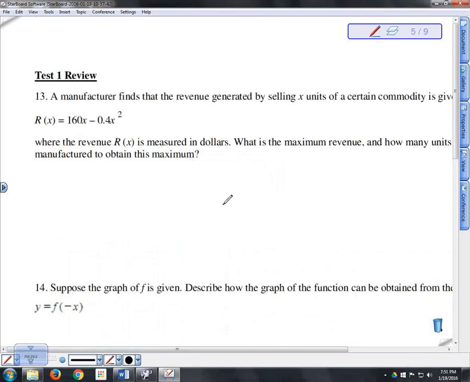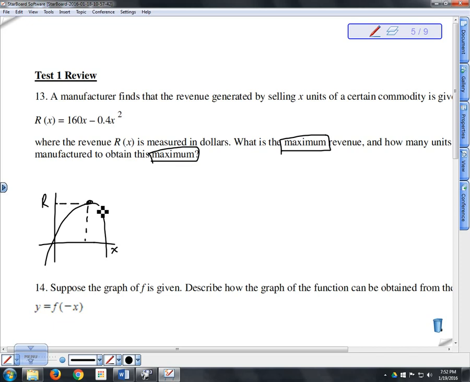Okay, question 13. A manufacturer finds this as the revenue generated by selling x units of a commodity. Find the maximum revenue and how many units need to be sold to get this maximum. This should be a keyword again because this is a quadratic function. It's facing upside down where x represents the number of units, and that's the revenue generated by the number of units sold, so you need to find the vertex there.